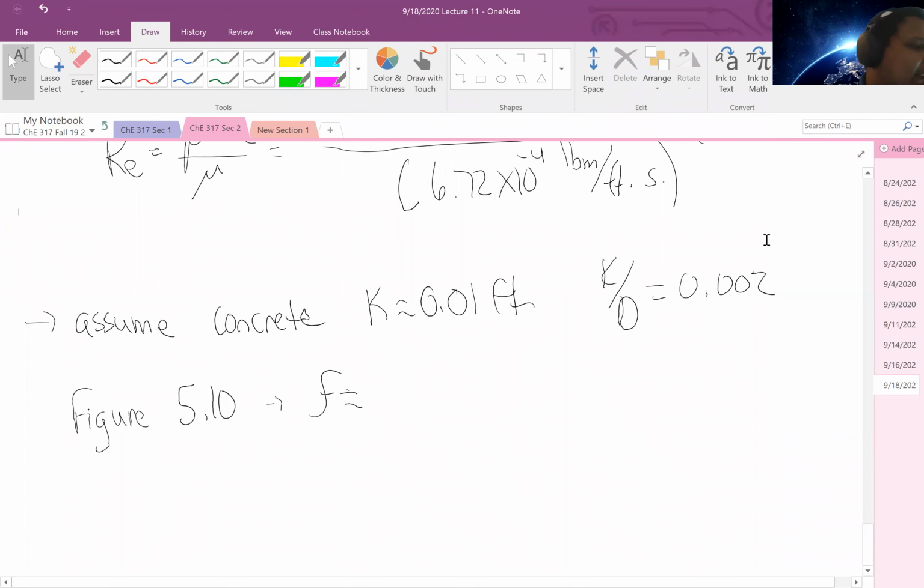So with this in mind, and our Reynolds number of about 900,000, I see we have an F value of approximately 0.0059.